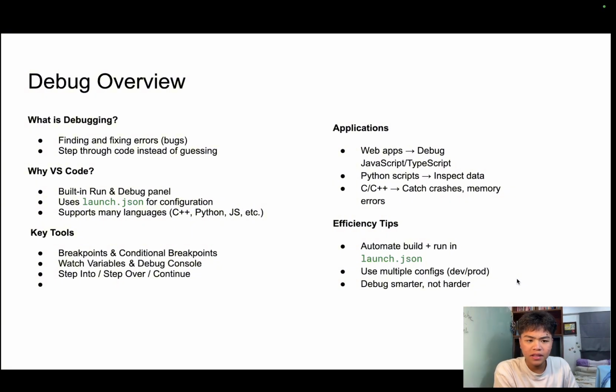So let's define what debugging is. Debugging means to find and fix errors, which are bugs, in your code, instead of just running your program and guessing when it breaks. Debugging tools let you pause and inspect the variables and step through your logic line by line. In short, it turns coding from guesswork into actual science.